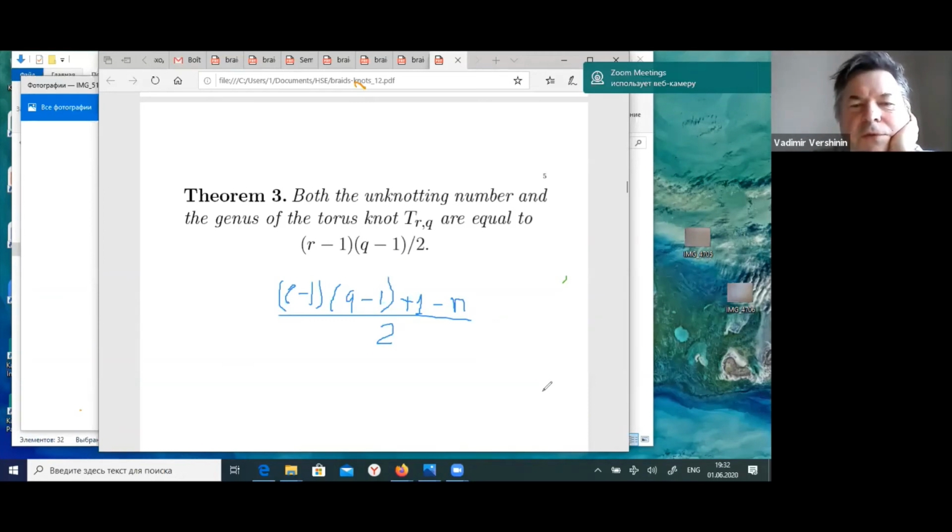This is the same thing, the unknotting number and the genus, for the link. No, this is for torus, where R and Q are coprime. So this is one component and n equals 1. And this formula is for links. Do you understand?